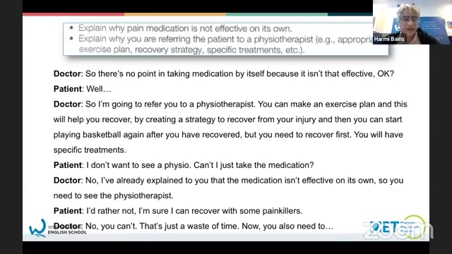So a nurse or a doctor, they say, so there's no point in taking medication by itself. It isn't that effective, okay? The patient says, well, the doctor says, so I'm going to refer you to a physiotherapist. You can make an exercise plan and this will help you recover by creating a strategy to recover from your injury, and then you can start playing basketball again after you have recovered. But you need to recover first. You will have specific treatments.